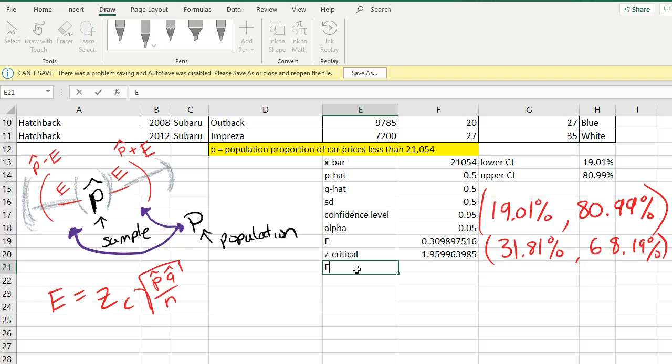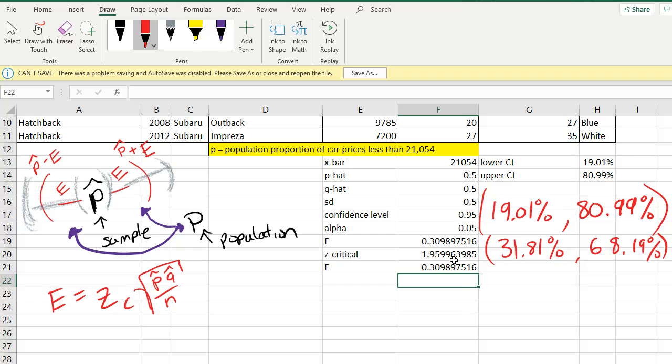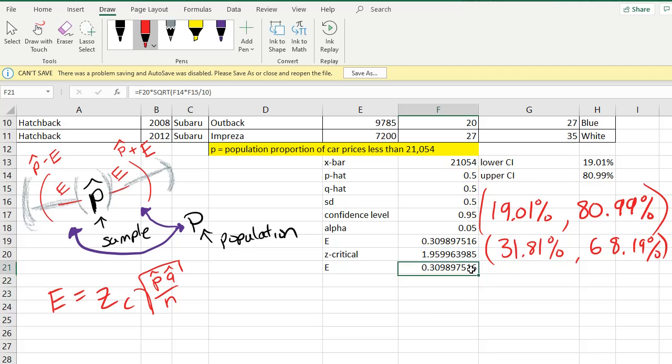So then, if I want to calculate E, I would write equals that Z critical value times SQRT, open parentheses, that's the square root, of P hat times Q hat divided by N, which is your sample size. Close parentheses and press enter. Okay, so what you're seeing there is square root of P hat times Q hat divided by N, and then you have to close the parentheses for the square root symbol. Enter. Now, this margin of error is exactly the same as that margin of error. So you can use this formula over here, or you can use the shortcut, which is basically this Confidence.Norm. Either way, you'll get the same answer.